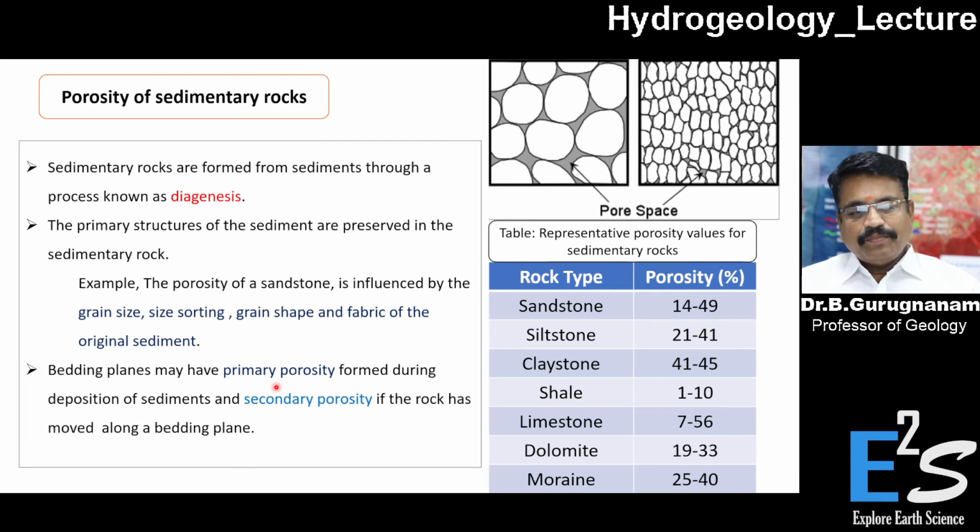Bedding planes may have primary porosity formed during the deposition of sediments, and secondary porosity if the rock has moved along the bedding plane. So this is the porosity percentage: sandstone from 14 up to 49, siltstone 21 to 41%, claystone between 41 to 45%. Openings are more but not interconnected with each other. Shale is between 1 to 10 and limestone is between 7 and 56. Dolomite is between 19 and 33 and moraine is between 25 and 40. The pore spaces in the larger grains and pore spaces in the smaller grains.